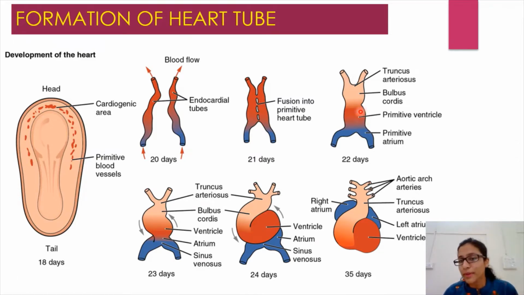Then coming to the primitive ventricle, which will form the left ventricle, and the primitive atrium, which will form the right atrium and the left atrium, and then the sinus venosus, which I will explain later.